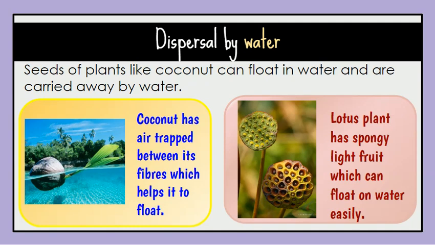The seeds of plants that grow in or near flowing water are generally dispersed by water. Coconut has air trapped between its fibers, which helps it to float, and it is dispersed by water. Whereas the lotus fruit is very spongy and light, and it floats easily on water.